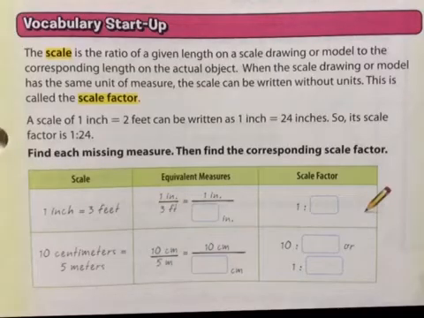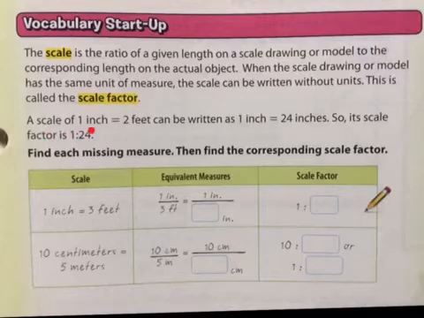So continuing with the definition of a scale. The scale is the ratio of a given length on a scale drawing or model to the corresponding length on the actual object. Okay, so we have the model to the object. What is their relationship? That would be the scale. When the scale drawing or the model has the same unit of measure, the scale can be written without units. We don't need to say that it's all inches because we know it's all inches. It's all written in one type of unit, and it doesn't matter if it's inches, it could also be feet. As long as it's all the same unit, we're going to say that it's 1 to 10 or 1 to 15 or so on. This is called the scale factor.